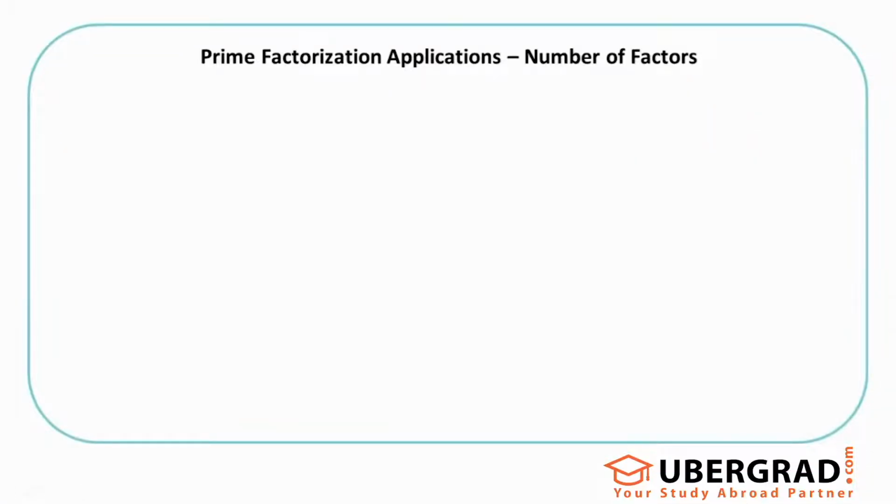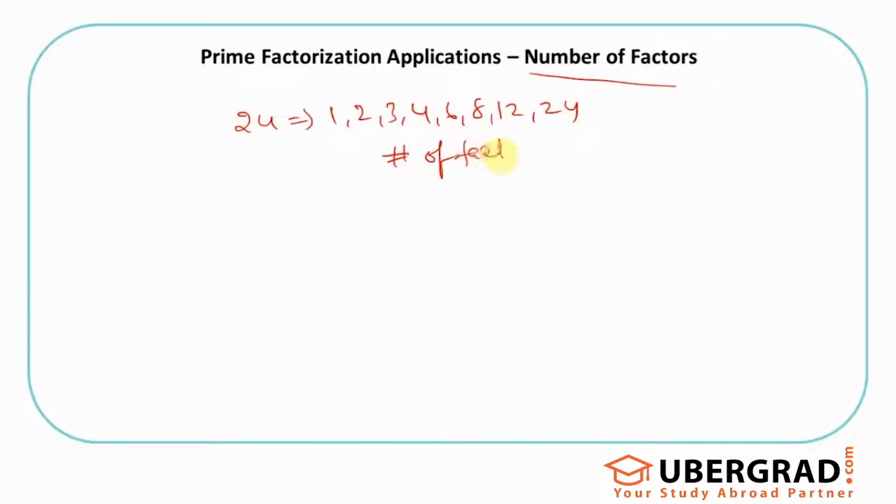Right? So one of the applications is finding the number of factors. If you remember in the first video we did for 24, what were the factors? 1, 2, 3, 4, 6, 8, 12, and 24. These are the factors. How many factors are there? 1, 2, 3, 4, 5, 6, 7, 8. 8 factors, right? So this is definitely going to take you time if you're trying to list them out.